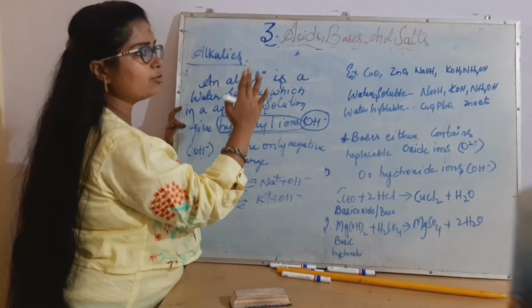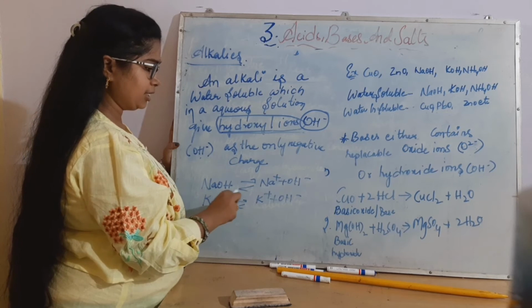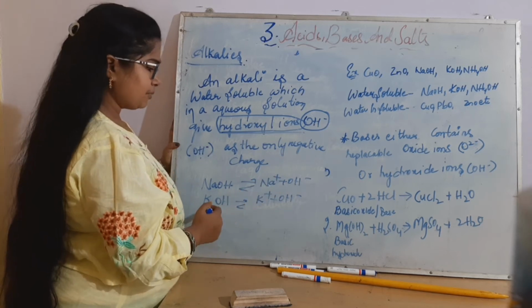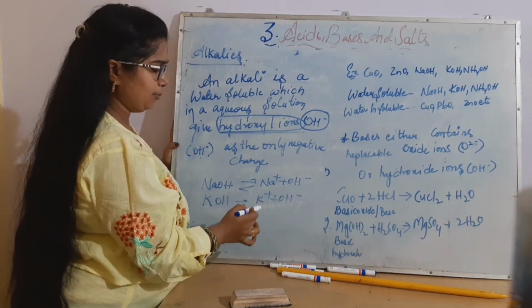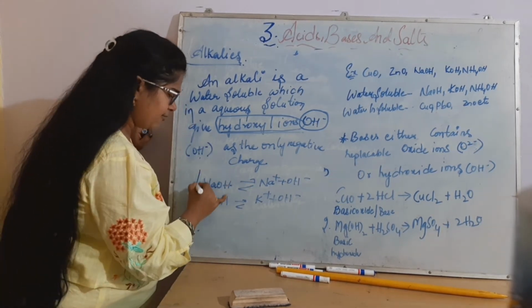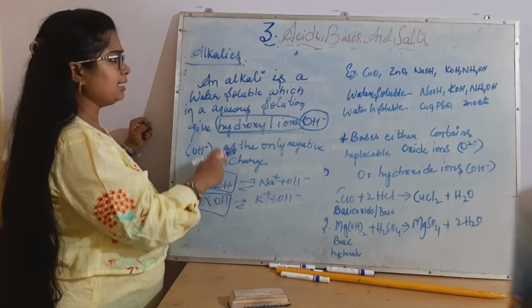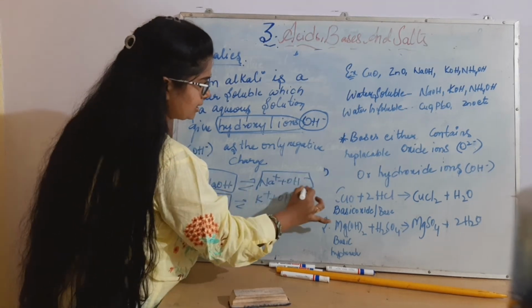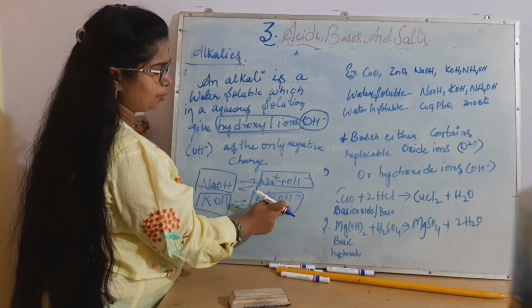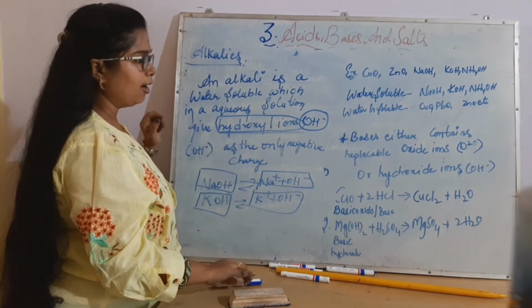OH minus ions are going to ionize or dissociate with OH minus as the only negative charge, like NaOH: Na plus, OH minus. KOH: K plus, OH minus. Means, in our syllabus, if OH is there, you can say it is a base. It will split and release the OH minus ion. Hydroxyl ions are what they are called in the case of bases.